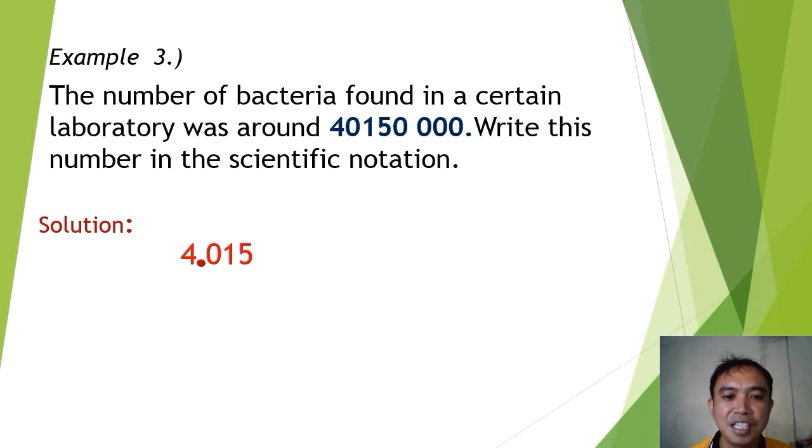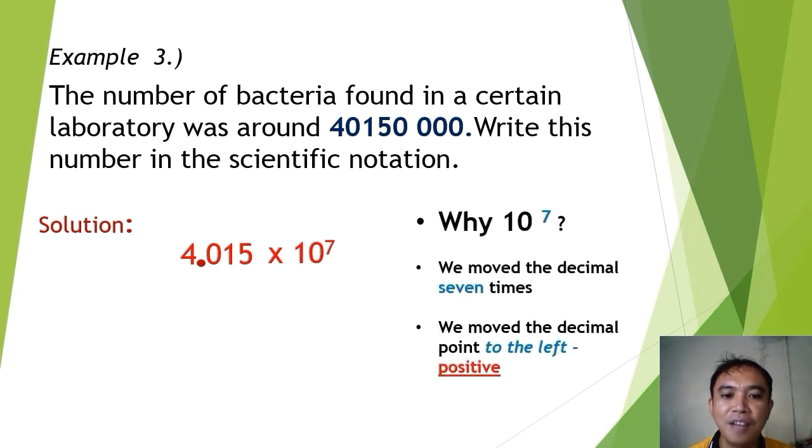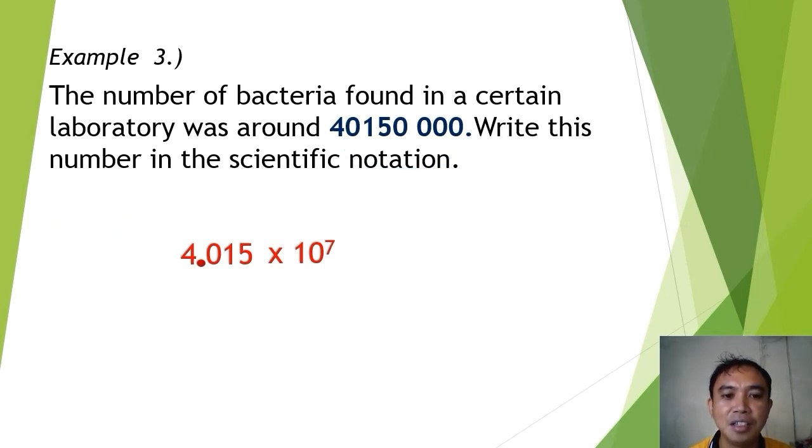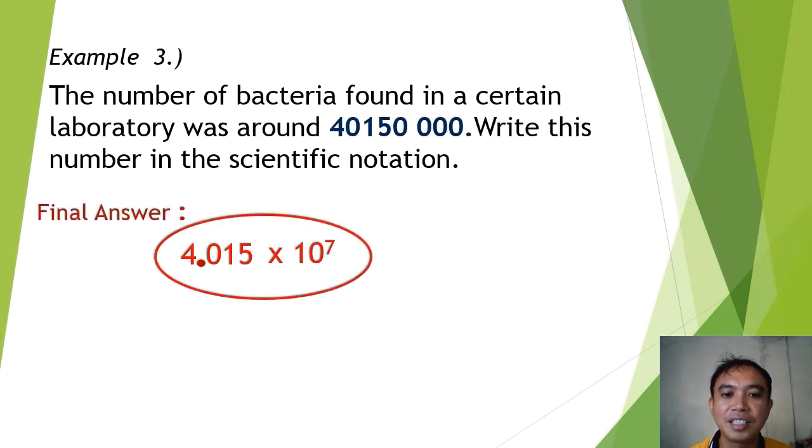Next, we drop the non-significant digit and we multiply the new number by 10 to the power of n. Now, why do we have 10 to the power of 7? Or why is our n positive 7? Again, because we moved our decimal point 7 times and we moved our decimal point to the left. So as the rule said, when we move our decimal point to the left, the exponent would be positive. So that is why you have positive 7. So your final answer would be 4.015 times 10 to the power of 7. Okay, very easy.